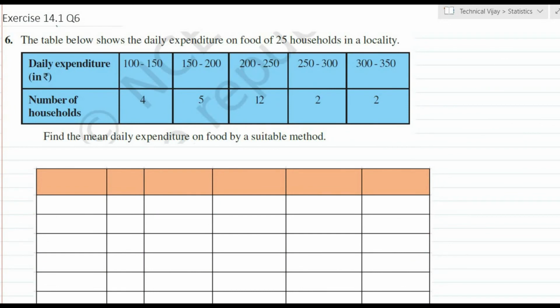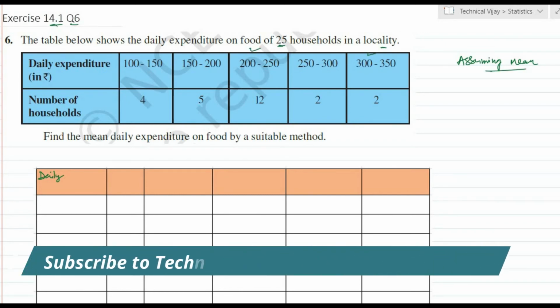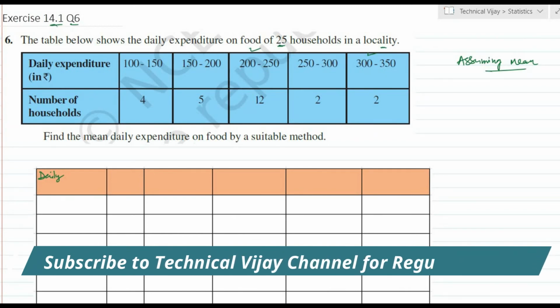Exercise 14.1, question number 6. The table below shows the daily expenditure on food of 25 households in a locality. I will calculate this with the assumed mean method, because it involves numbers in the 200s and 300s, which would have to be multiplied. So for that I will go for this method. Daily expenditure in rupees, and here the number of households.